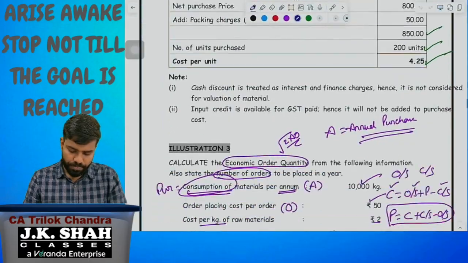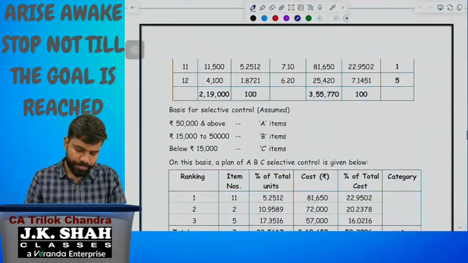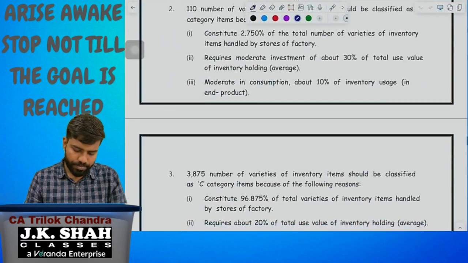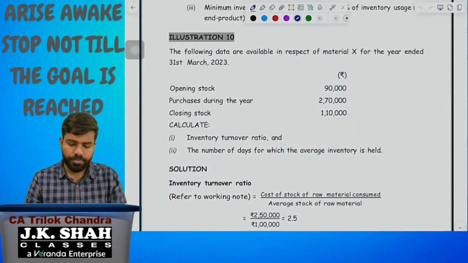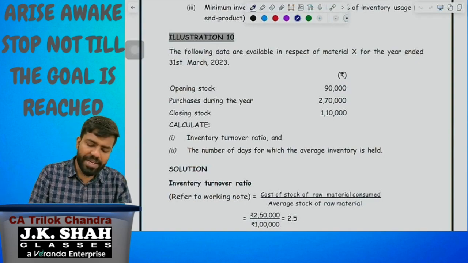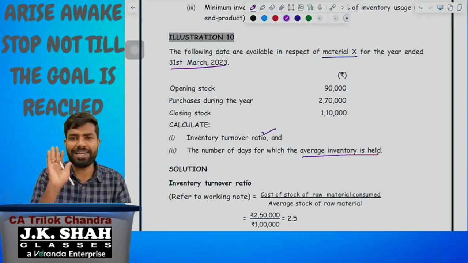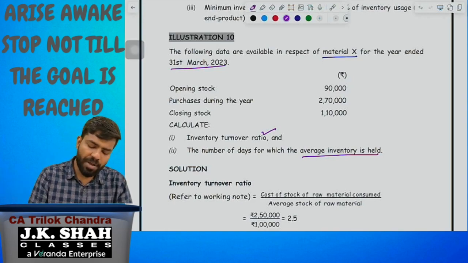Look at question number 10. The following data are available in respect of material X for the year ended 31st March 2023. They had given opening stock, purchases, closing stock. Calculate inventory turnover ratio and the number of days for which average inventory is held. Let us understand this first. Using these, we need to calculate consumption.